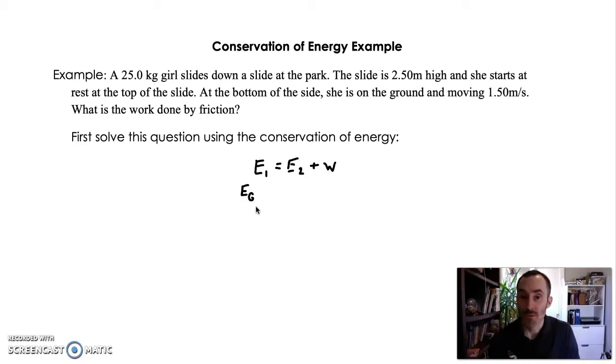There was no kinetic energy at the beginning. At the end, E2, she was on the ground now, so there was no gravitational potential energy anymore. Now there's just kinetic energy, EK. But we also have to account for this work that was done by friction. In order for this side to equal this side, we have to also account for that work.